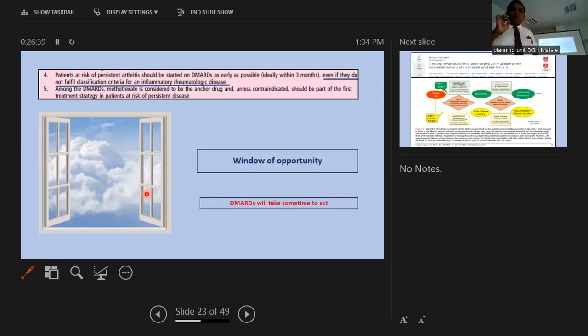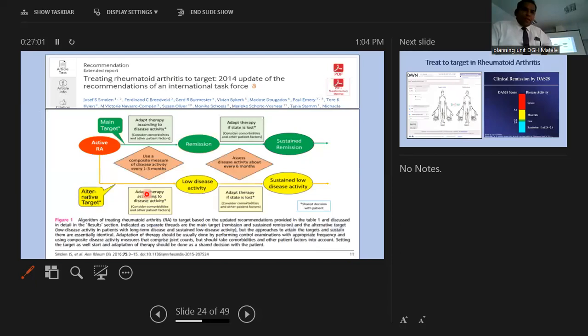But the important thing to remember is, even though you start DMARDs early, disease modifying treatment will take some time to act. For example, if you start methotrexate, it would take at least 6 months to act. For sulfasalazine, it could take about 2 to 3 months. Leflunomide, it could take about 4 weeks. Now, the second point is, when you start treatment, it should be a targeted treatment rather than blindly escalating or increasing the disease modifying treatment.